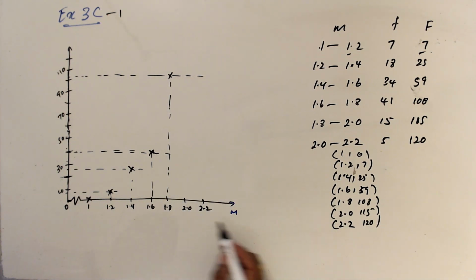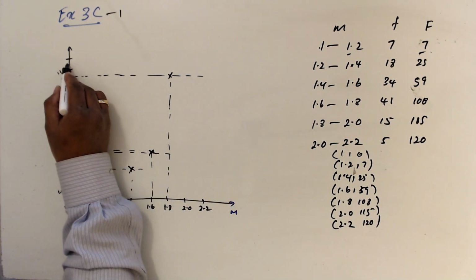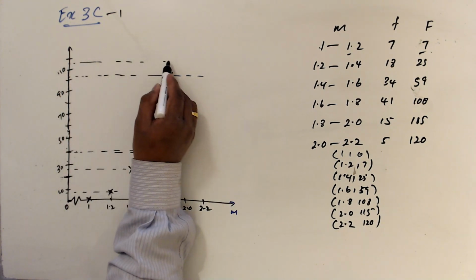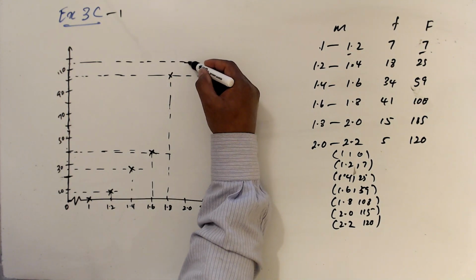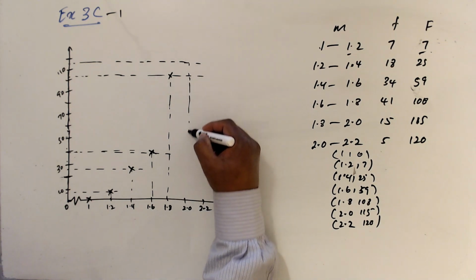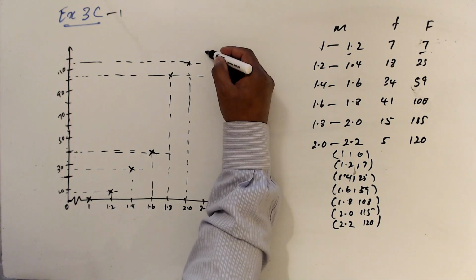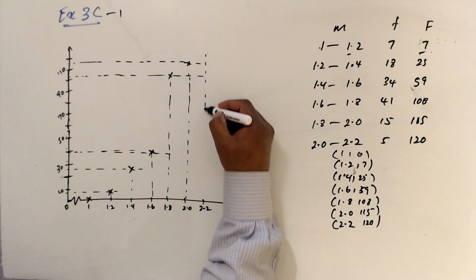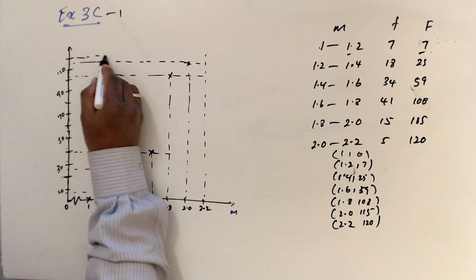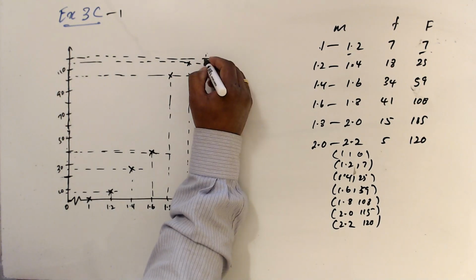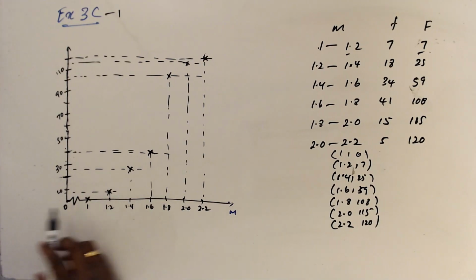And then when it's 2, 115. So 110, 115 here. So it is going to be 2. Yeah, so this is the value. And 2.2, that is going to be 120. So this value. Now we can draw the graph.